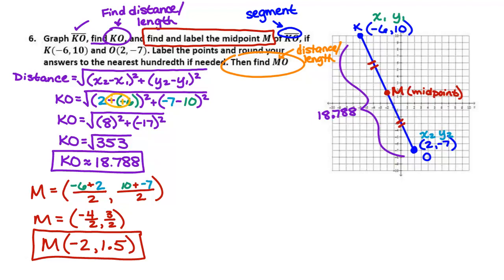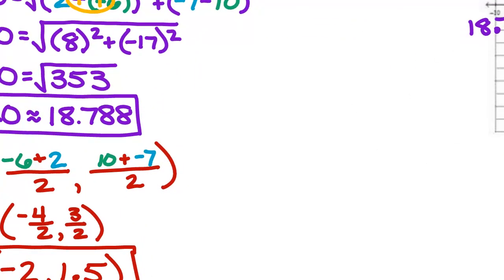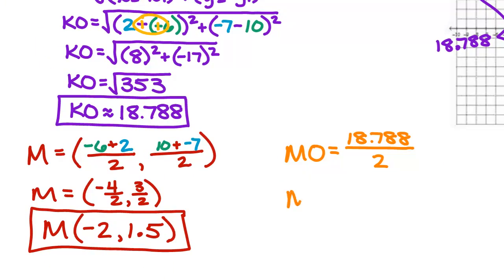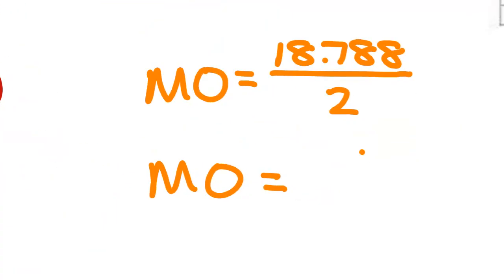But what did we say about these two segments? They're congruent, and they're exactly how much of this whole thing? They're exactly half. I know how big the whole thing is. The whole thing is 18.788. Divide that by 2. Segment MO is equal to 18.788 divided by 2. 9 point, and then I didn't hear the decimals, I'm sorry. 394.